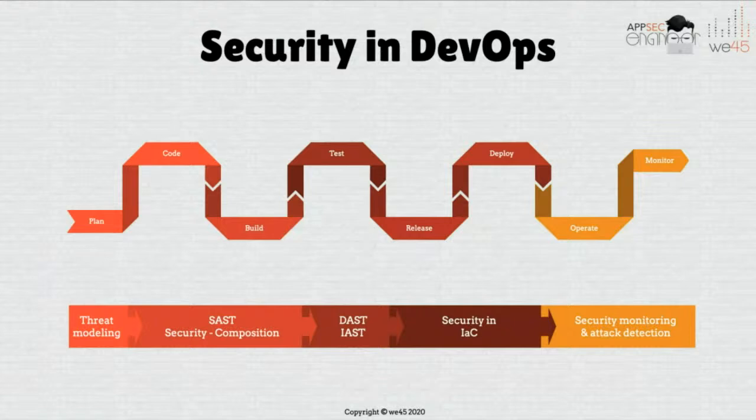Once the application is built and deployed to the staging environment, then you can look at dynamic application security testing. You can run a bunch of DAST scans, or you can also integrate IAST. And finally, just before the release, you'll also want to check the infrastructure as code as well, right?